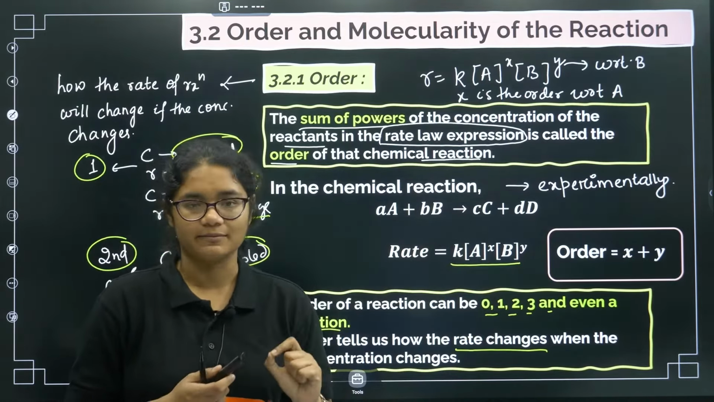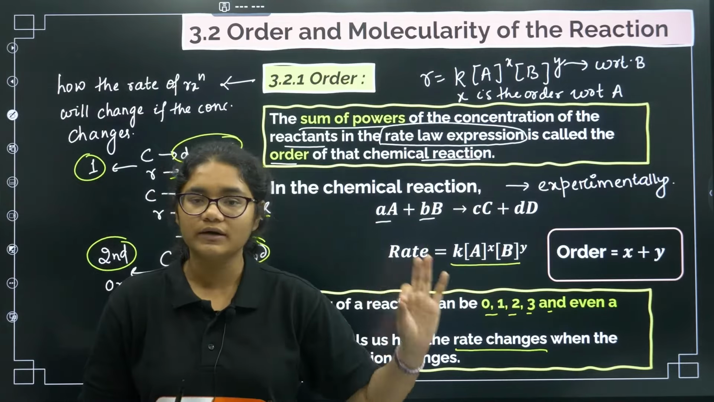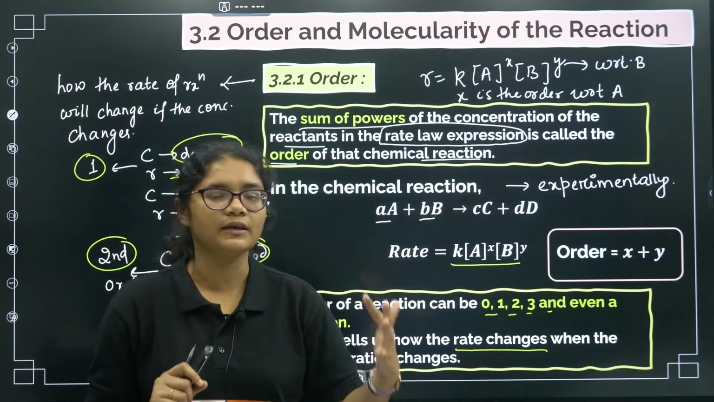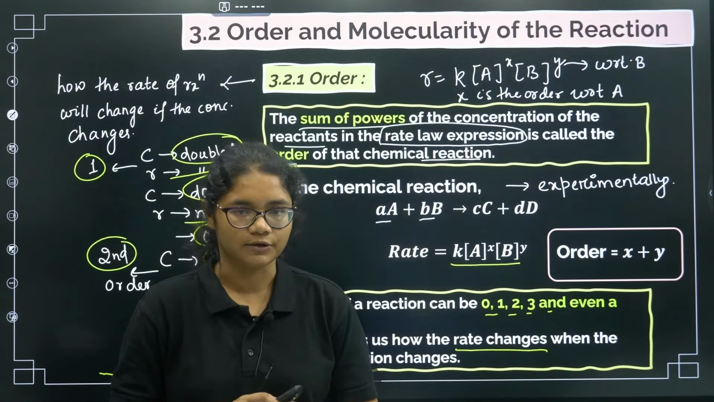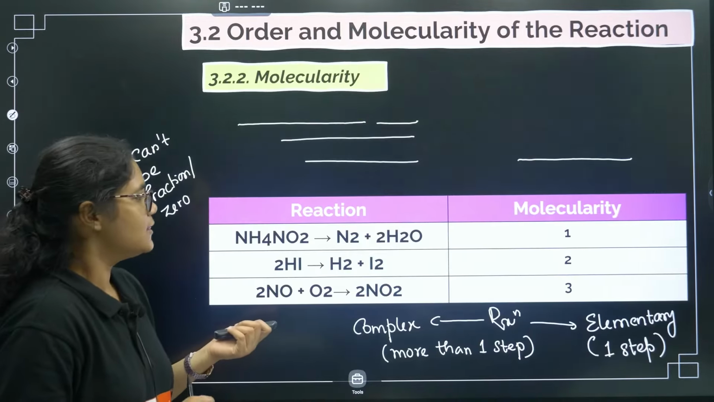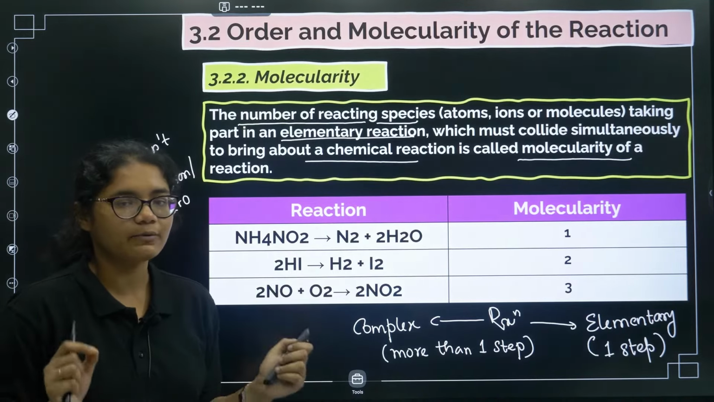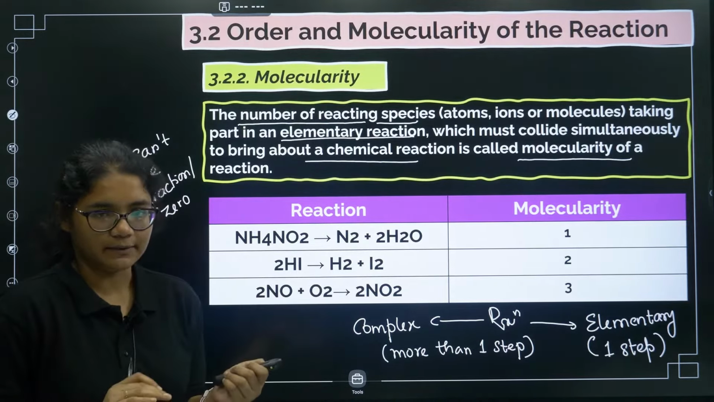So remember, we cannot tell the order randomly or just by seeing the reaction, because I told you A and B may or may not be equal to x and y. That is why order is only and only determined experimentally. You have to do the experiment and then tell the order of the reaction. But molecularity we can tell just by seeing the reaction. It need not be determined experimentally.